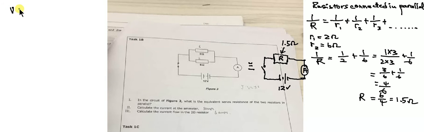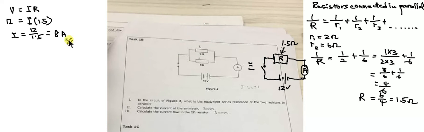You use Ohm's law, V equals IR. V in this case is 12 volt, and you have the resultant resistance, which is 1.5 ohm. Now, I is equal to 12 over 1.5, which gives you 8 ampere. In other words, there is 8 ampere of current flowing through this circuit. So that is the answer for part 2. This will be the part 1 answer.